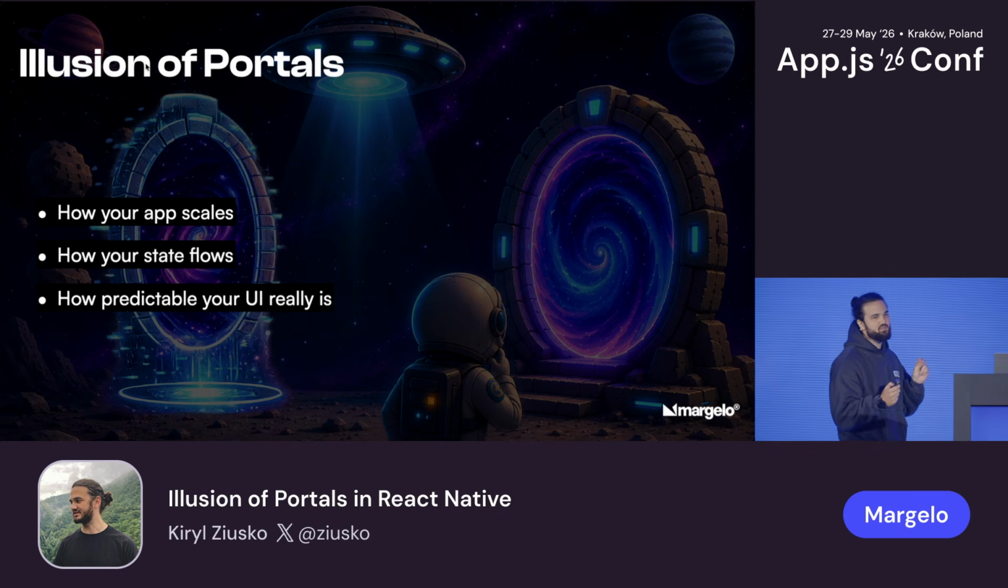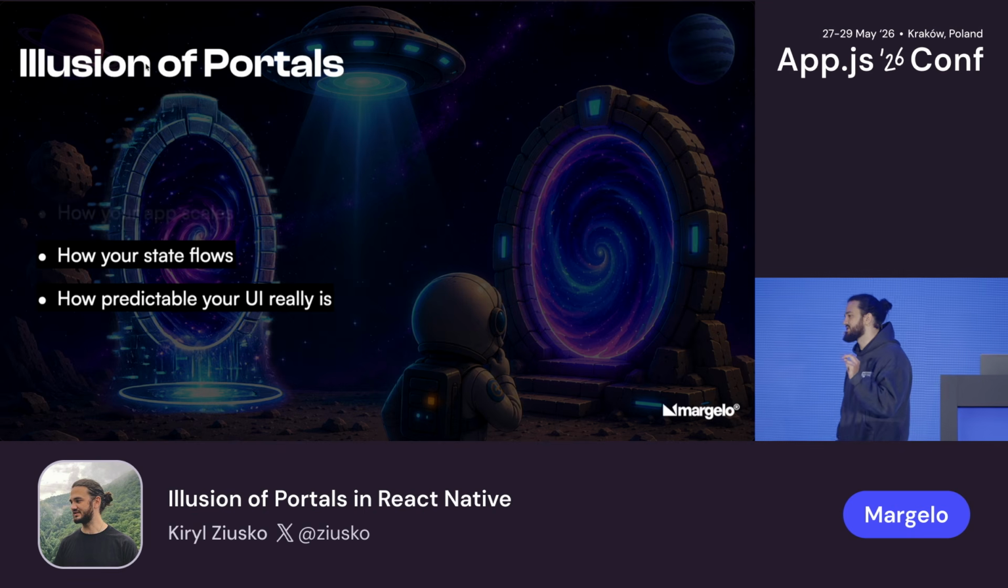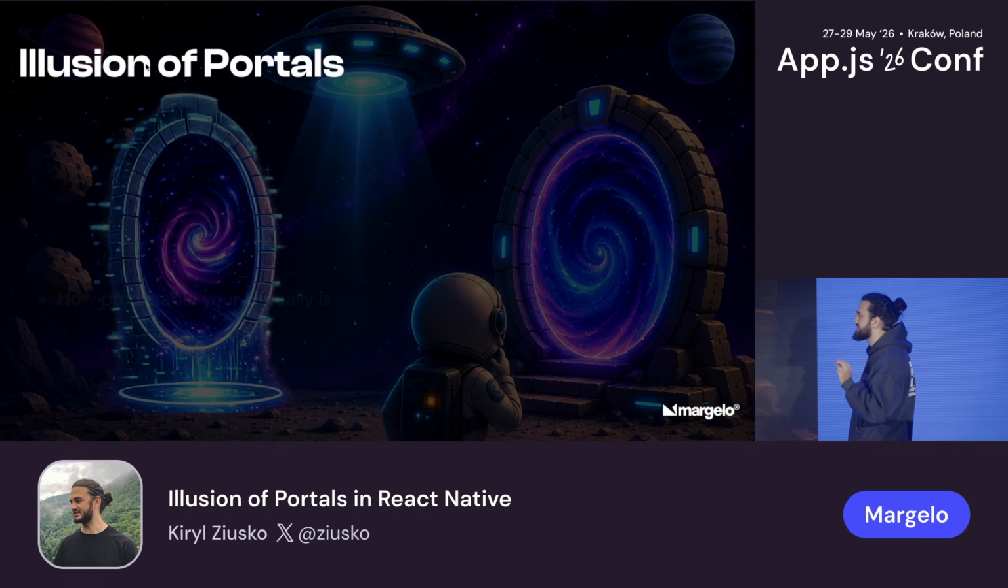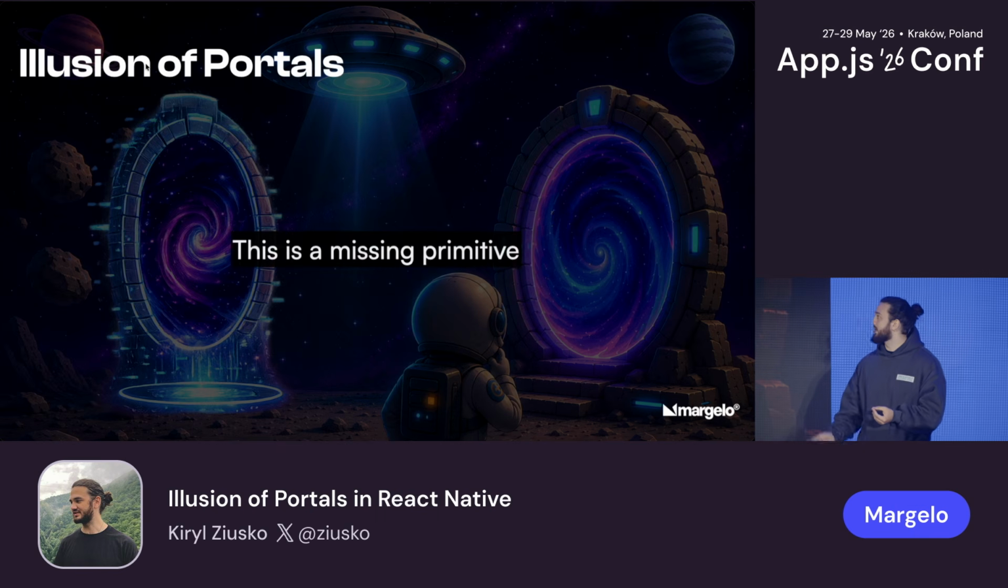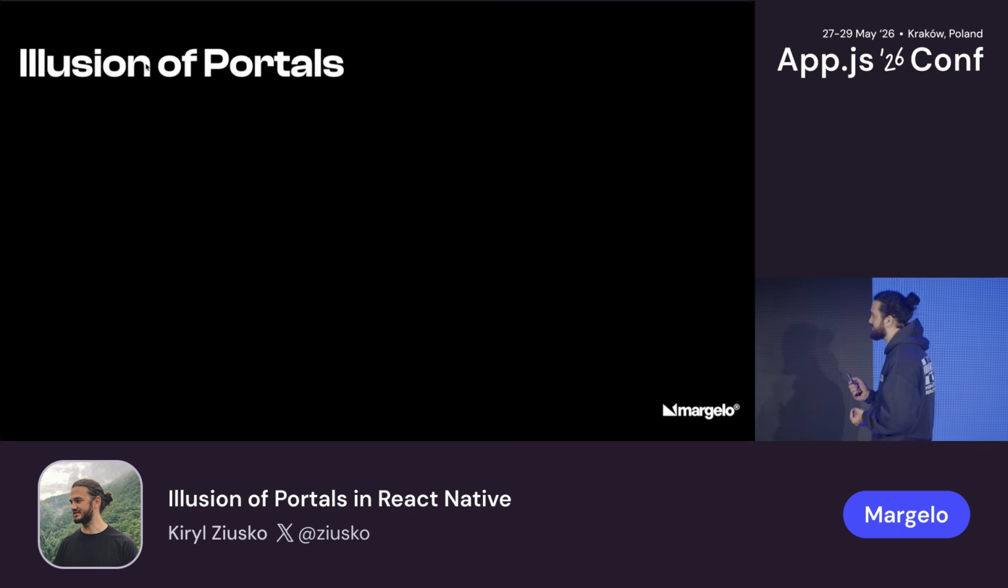So, at some point of time, you start to realize this is not about missing an API. This is about missing a primitive. And once you see it like this, the question changes. It's no longer which portal library should I use. It becomes why don't we have real portals in React Native at all? And exactly that question led to the creation of React Native Teleport.